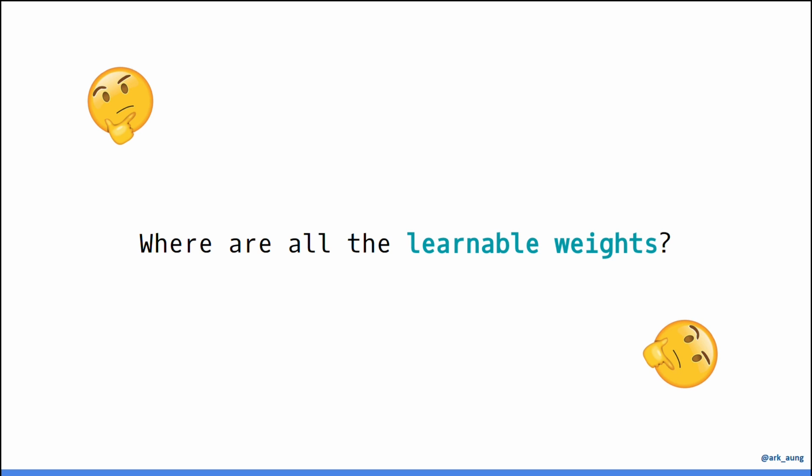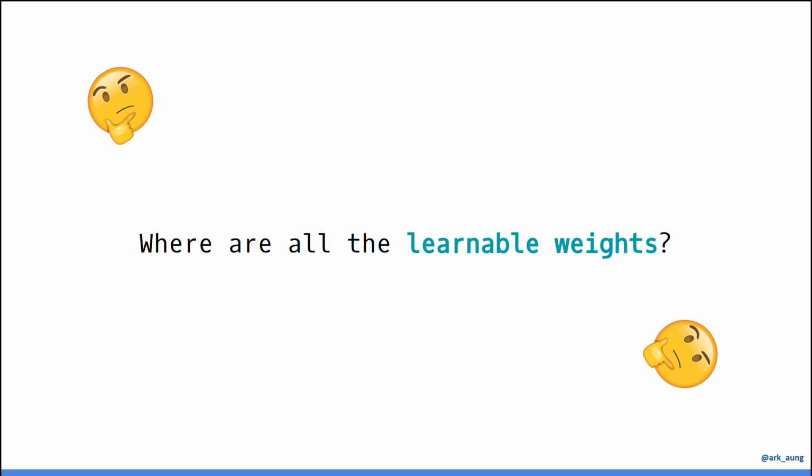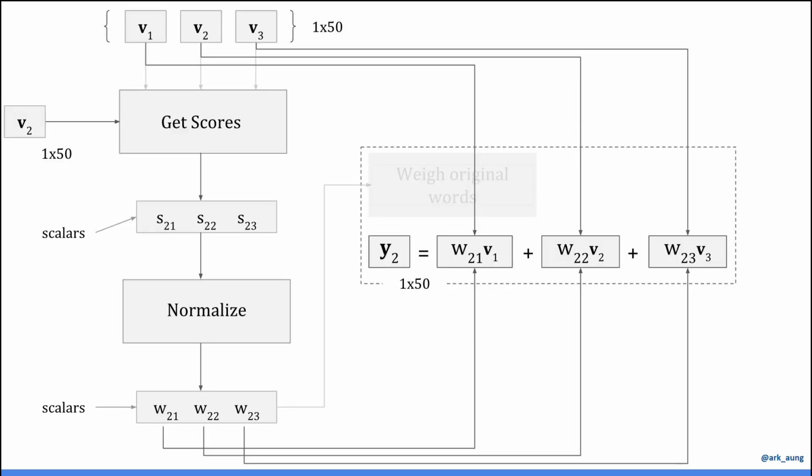But you might have a question: where are all the learnable weights? So far there is nothing learnable here. There are no weights. So where are all the weights? Now we're going to inject something. And pay super close attention here, because this is where we're going to introduce something which has been used over and over again in the attention mechanism literature.